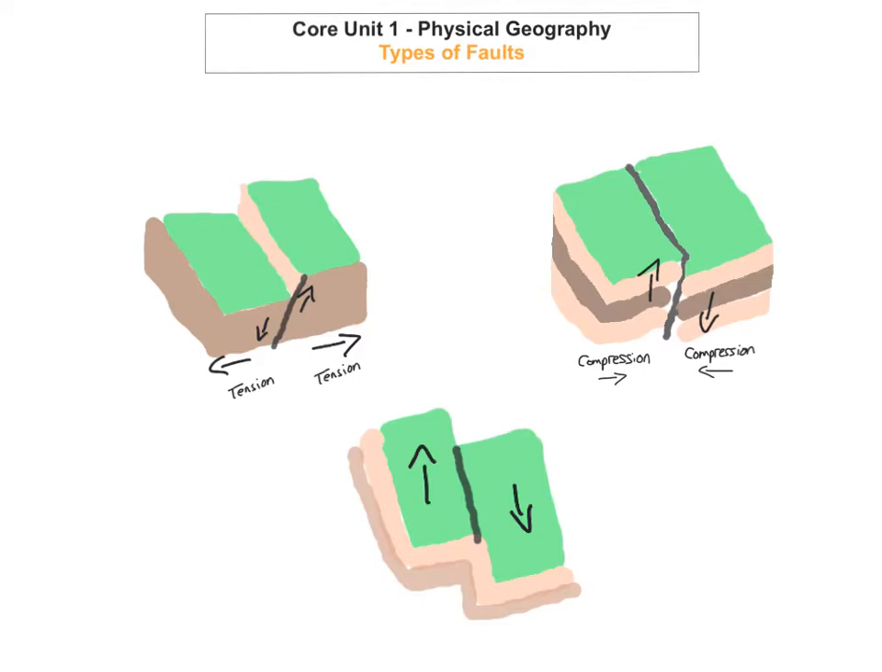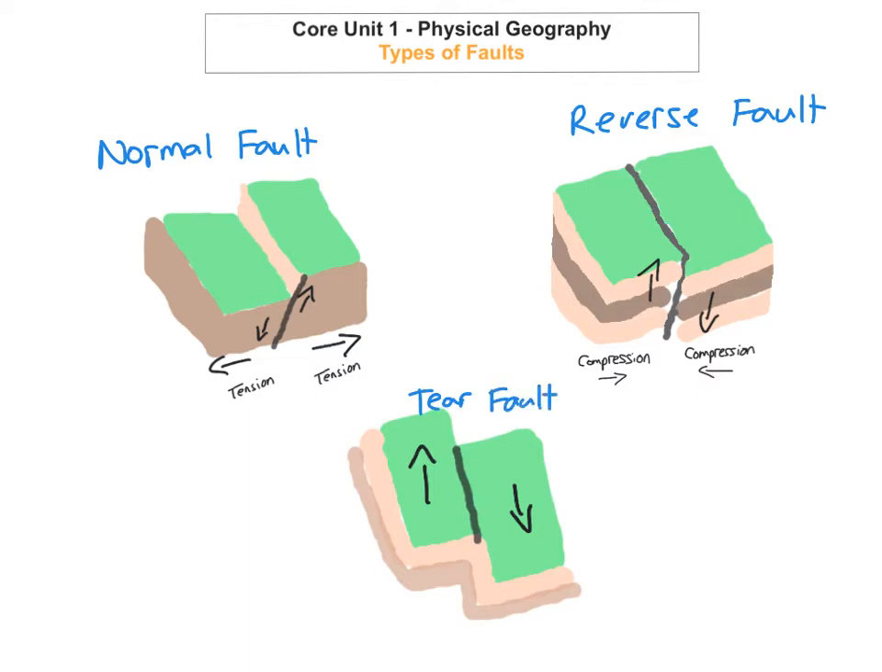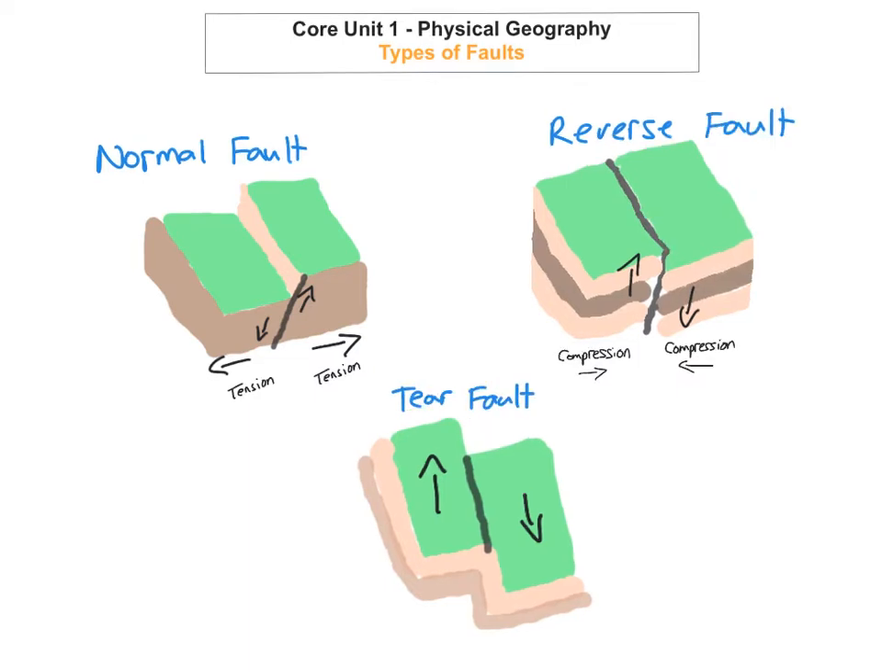We're going to look at a normal fault, which is this one here. We're going to look at a reverse fault, which is this one here. And then we're going to look at a tear fault, which is this one here. Okay, so let's write this up for you. So you've got a normal fault. You've got a reverse fault. And you've got a tear fault. Okay, so we're going to just talk about each one of these now.